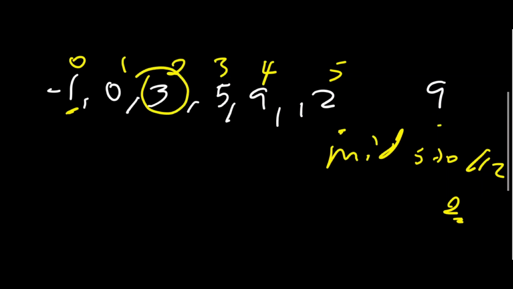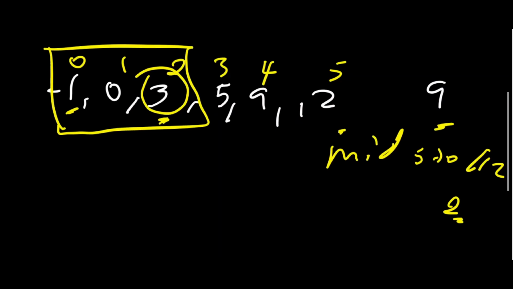So we want to check our target. Is our target greater than our middle number? If yes, then we want to discard this entire side of the operation. We don't need it anymore. We want to discard it. Then what do we do after discarding that side?